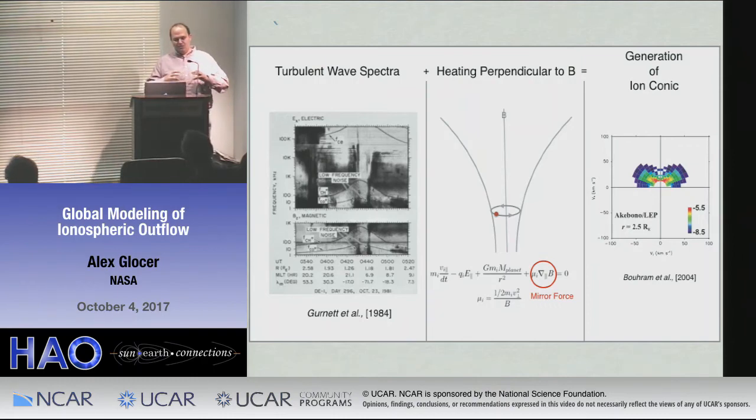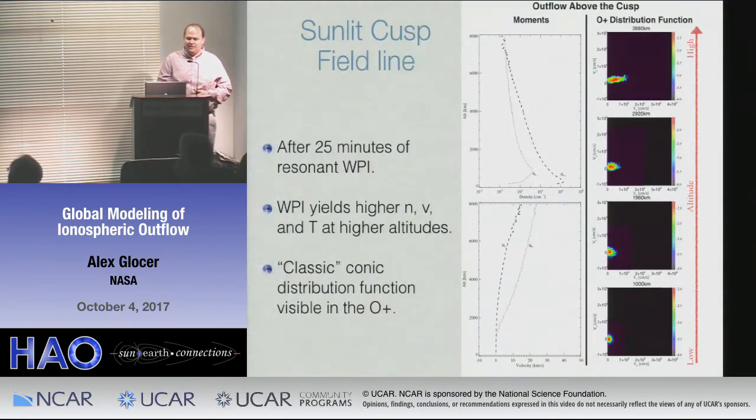But it doesn't happen to the whole distribution at once. The mirror force is stronger for higher perpendicular velocity. And so the edges of the distribution start to accelerate up first, and then the core lags behind, and that carves out kind of a V shape in velocity space. So that V shape looks kind of like a cone, and hence the term conic. So this is now something that we can do in the model. Before we couldn't do this with the hydrodynamic description, but with the new kinetic description, we can do this.